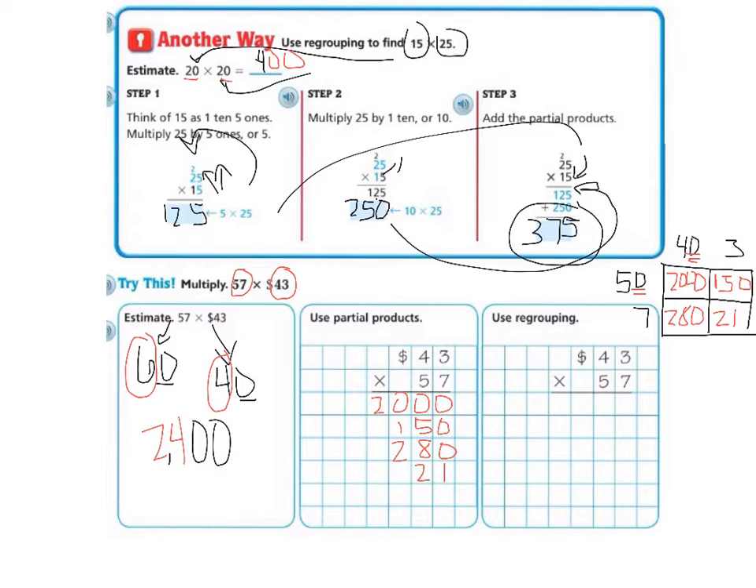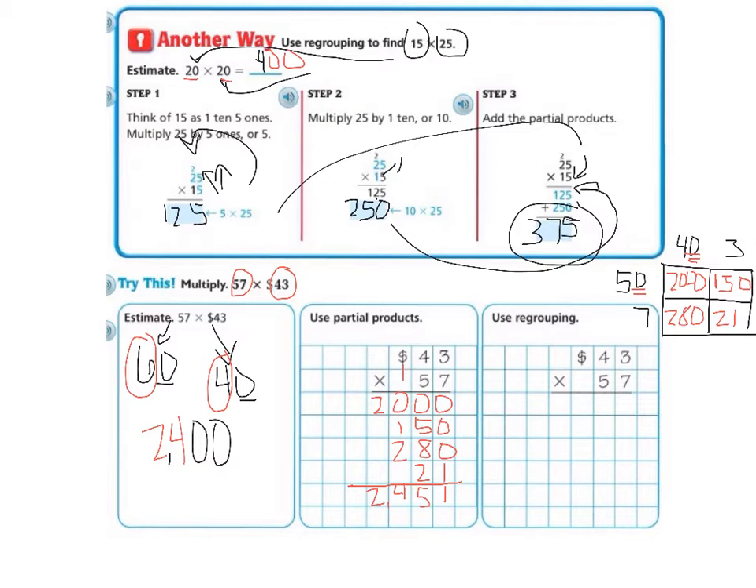And then I'm going to take all those numbers and add them together. So 0 plus 0 plus 0 plus 1 is 1. 8 plus 2 is 10, plus 5 gives me 15. Carry the 1. 2 plus 1 is 4, and bring down the 2. So my answer is 2,451.